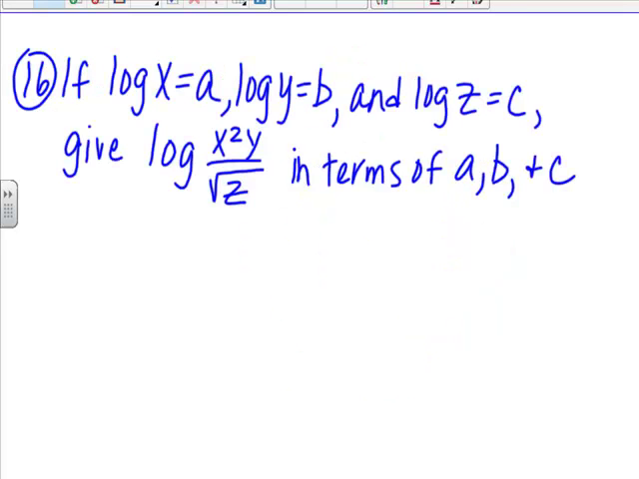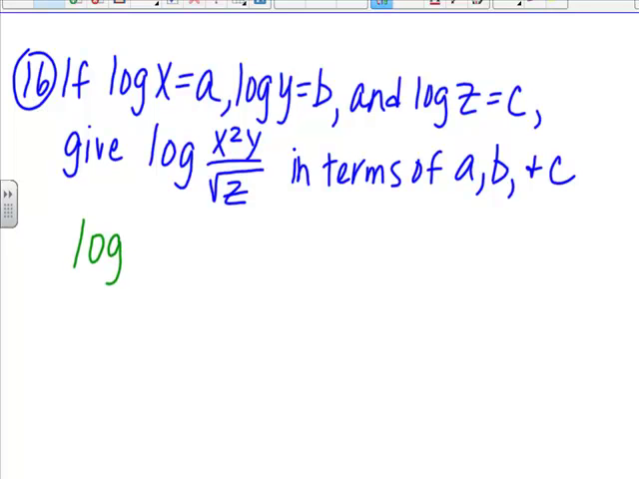Okay, grand finale. I do believe this would be the last one. If log x is a, log y is b, log z is c, give log of yuckiness in terms of a, b, and c. This is the type of problem used to make you show that you understand how to deal with breaking out your logarithm. So I'm just going to baby step my way through it.